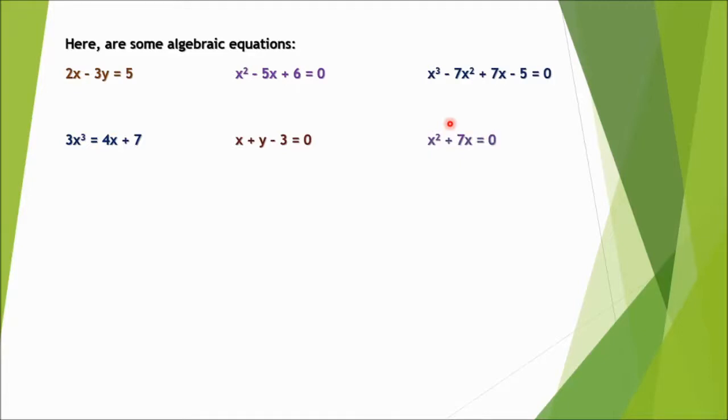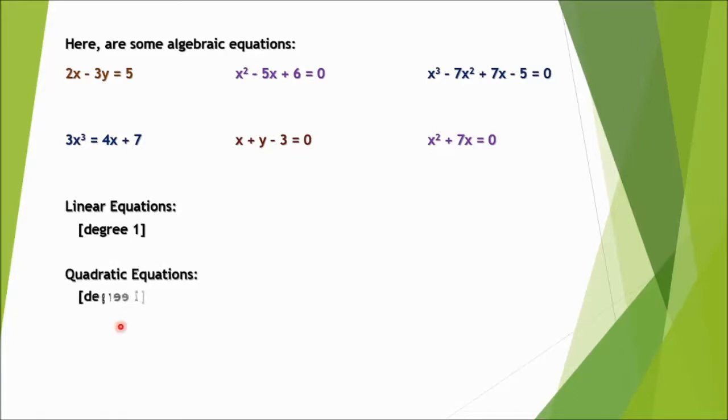There are a total of 6 algebraic equations, and out of these 6, a few are linear equations. And what are linear equations? Those equations with degree 1, and you can easily distinguish them. Those equations with degree 1 are linear equations. Quadratic equations are those with degree 2, and you can easily recognize them. And the third one is cubic equations, and a cubic equation has degree 3.